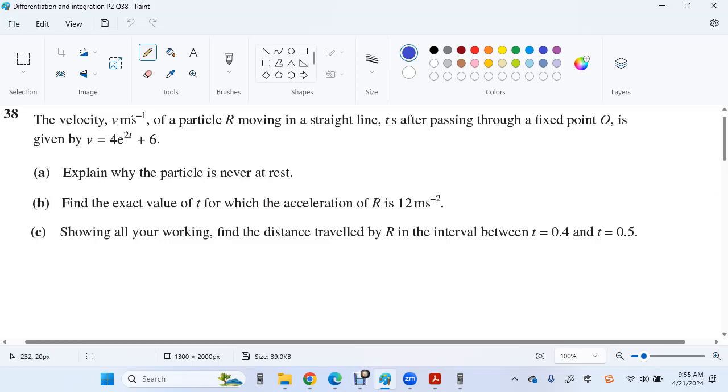The velocity v of a particle r moving in a straight line t after passing through a fixed point O is given by v equal to this. Explain why the particle is never at rest.